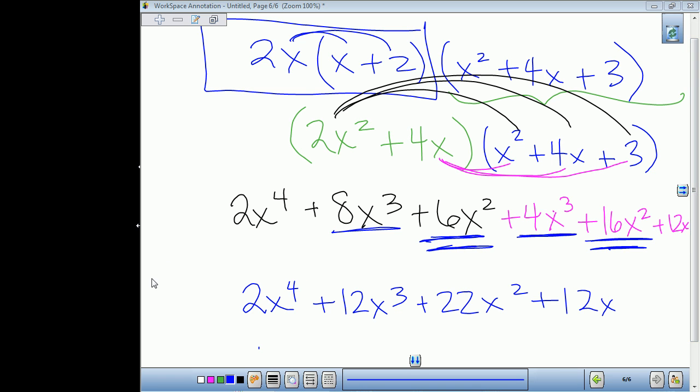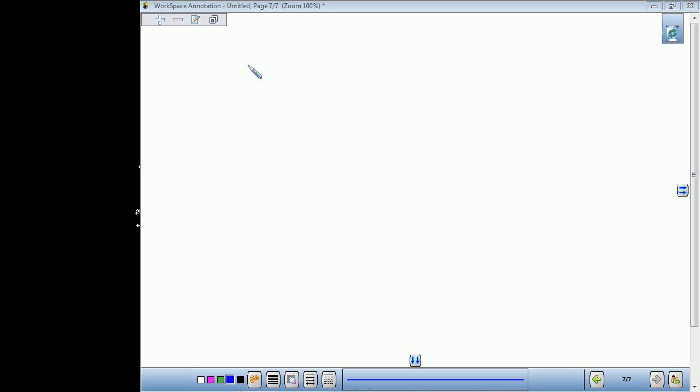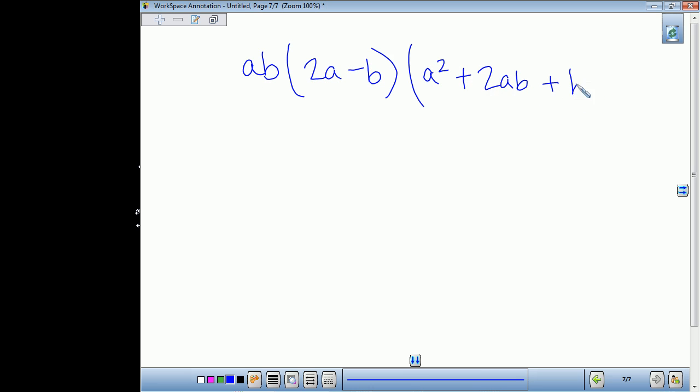We're gonna do one last you-try for the day. Might as well make it fun. Oh, it's already 10:21. AB times 2A minus B times A squared plus 2AB plus B squared. No killing you. And you get to pick which ones to start with.